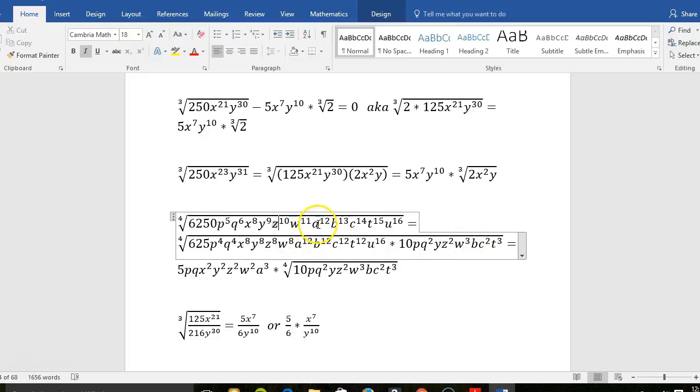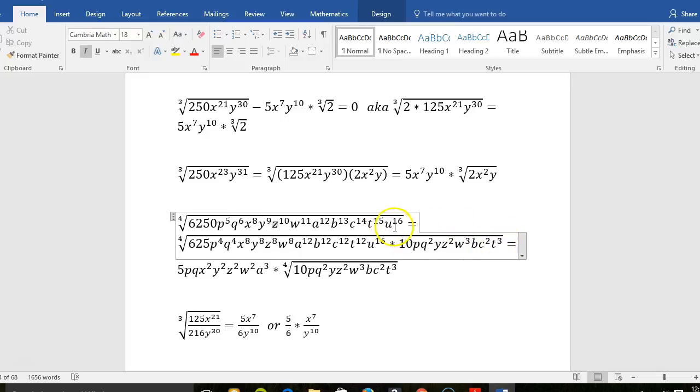And now a is an apple. Remember, we left it alone. 12 is already a multiple of 4, and it's all about the multiples of 4 in this problem, because we're doing the 4th root. Okay, now b to the 13th, well, 12 is obviously my choice, so I turn 13 into 12 plus 1, so b to the 12th here, b to the 1 here, and then c to the 14th, 12 plus 2, so c to the 12th here, c to the 2 here, and 15 is, now 12 is still the biggest multiple of 4 that does not exceed 15. So we turn 15 into 12 plus 3, so t to the 12 here, t to the 3 here.